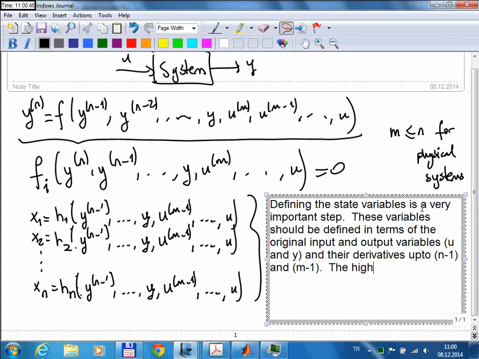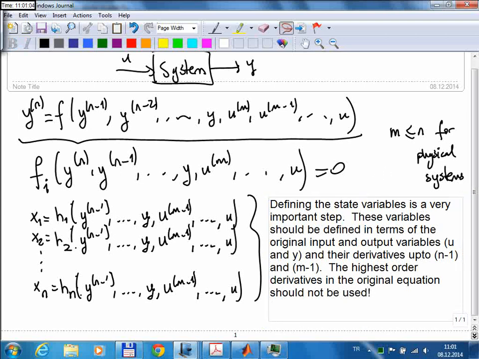So that means the highest order derivatives in the equation should not be used. So what I mean by that is the nth derivative of y and the mth derivative of u should not be used while defining these state variables.